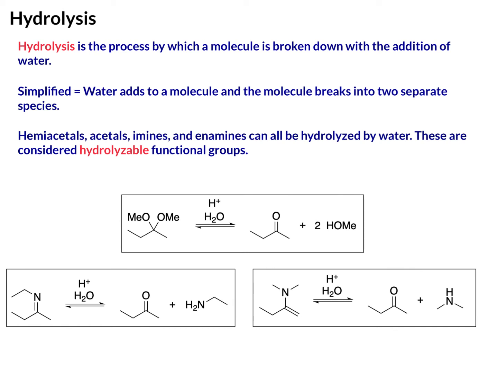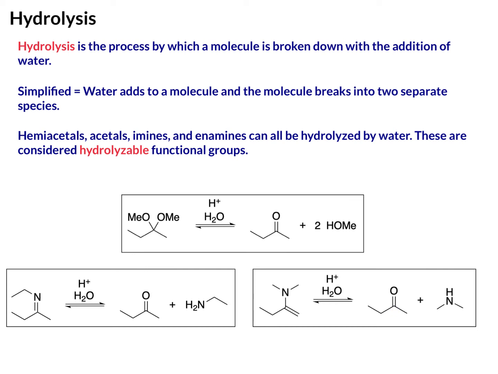Similarly, if you take an imine with acid and water, we can drive that reaction to the hydrolysis products, getting a ketone plus an amine. Same thing for an enamine. Acid and water will hydrolyze it to give the ketone and amine.